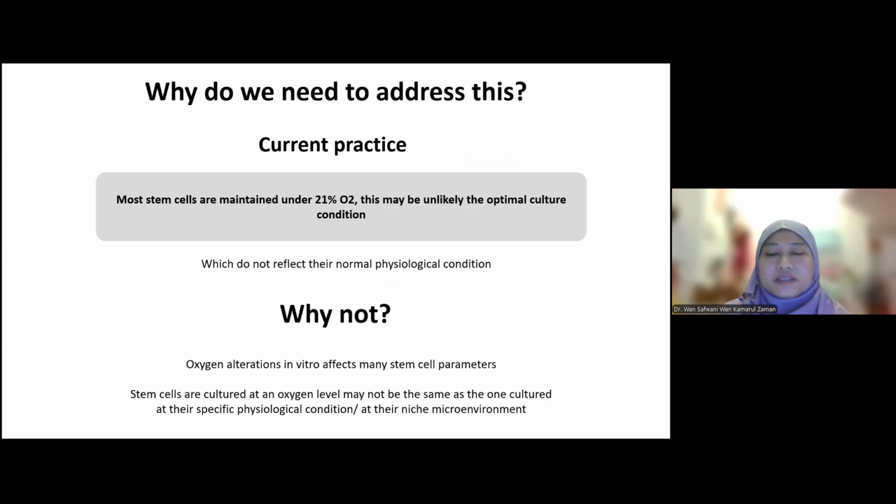Why do we need to address this issue? Those of you who do cell culture in the lab would agree with me that our cells are normally maintained under 21% oxygen, which is unlikely to be the optimal culture condition. For the reason I mentioned before, it does not mimic the normal physiological condition. Alterations in oxygen will definitely affect some of the stem cell parameters we have in the lab. Stem cells, in particular, because I work with them, are currently cultured at an oxygen level that does not mimic the physiological condition inside the body.